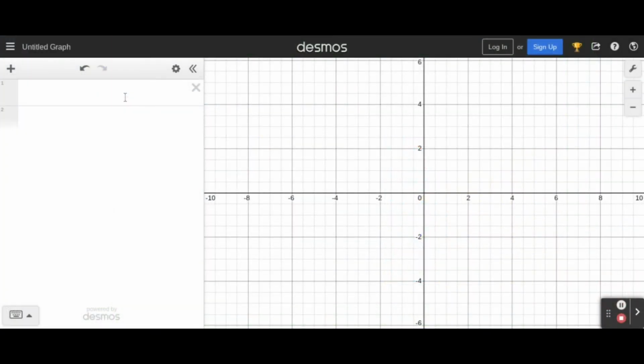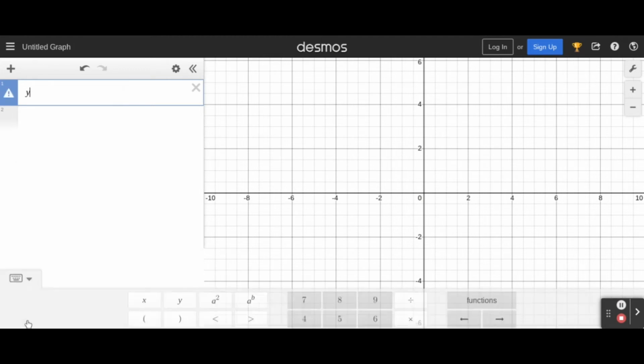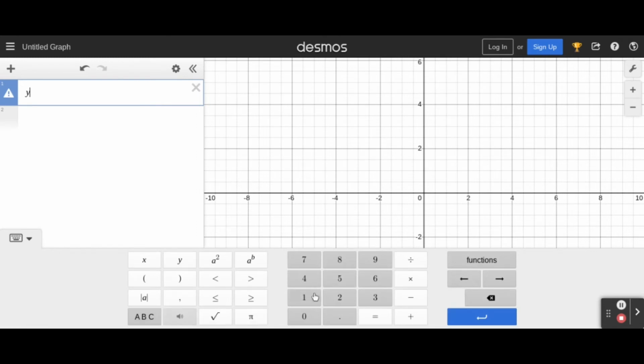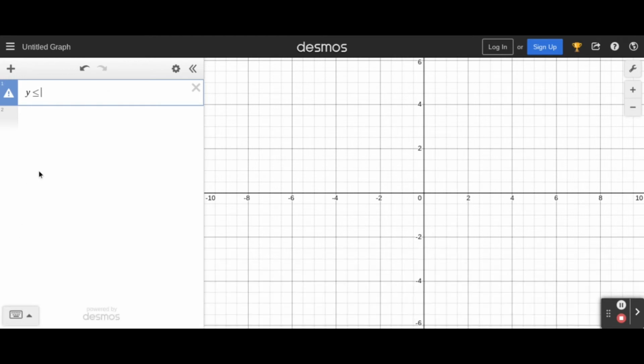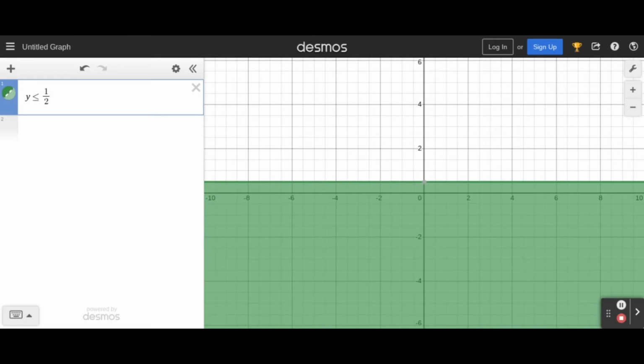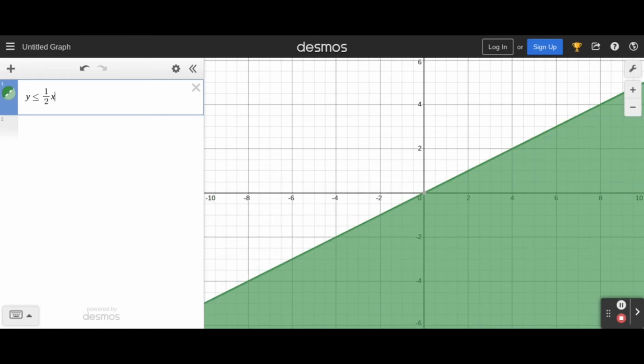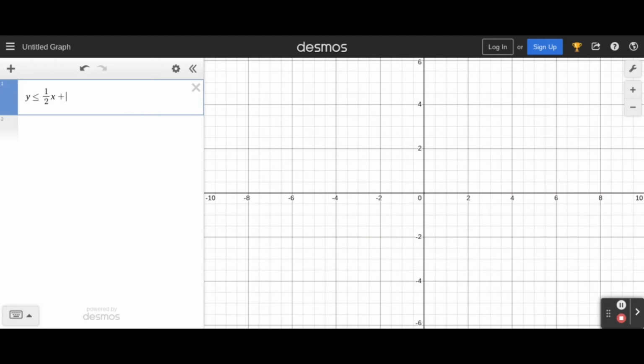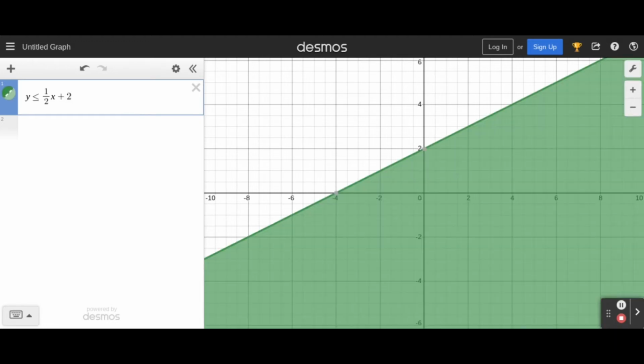All right, now I'm going to solve a system of inequalities. So let's start typing things in. I've got y is less than. To get your less than, you click the little keyboard. And this is actually less than or equal to. So pardon my talking. Less than or equal to, I don't need the keyboard anymore. 1/2 x. So you can see the shading starting to take place, plus 2.